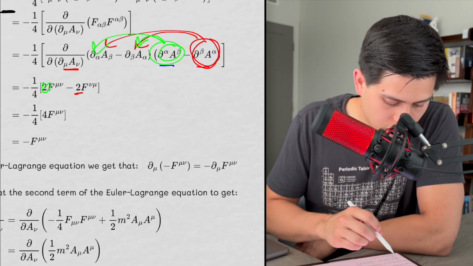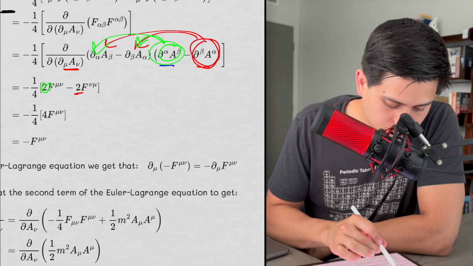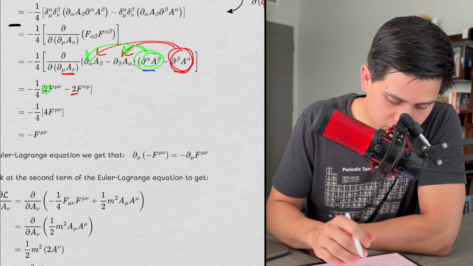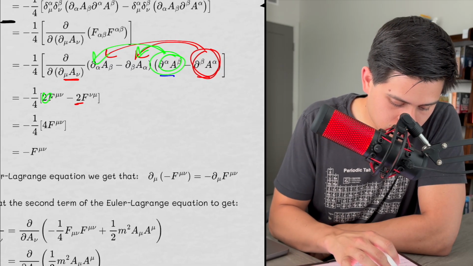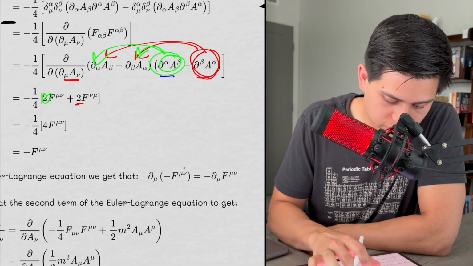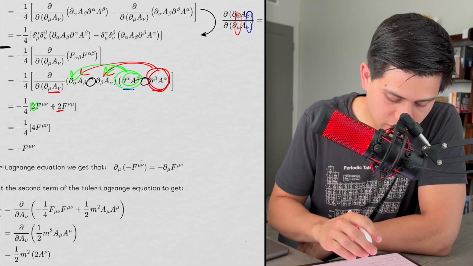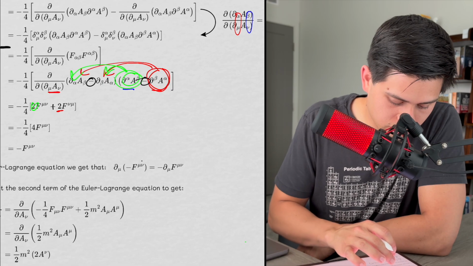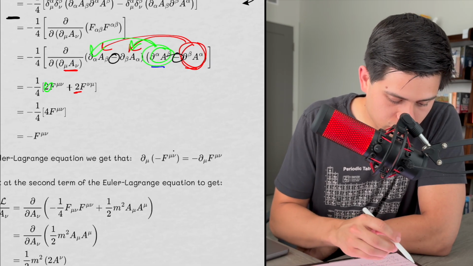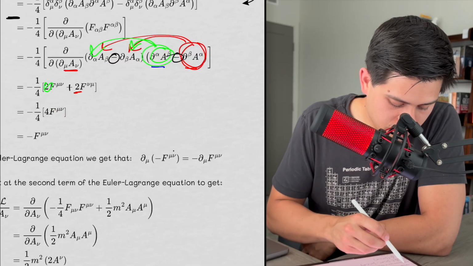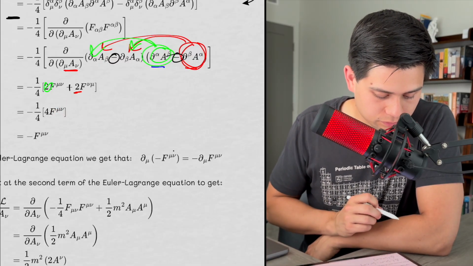2 and 2 here, that's going to be 4. That should be a plus sign, right? Because the minus times the minus is going to be a plus sign. Yeah. And so we get 4 mu nu. And then we get this guy right here.